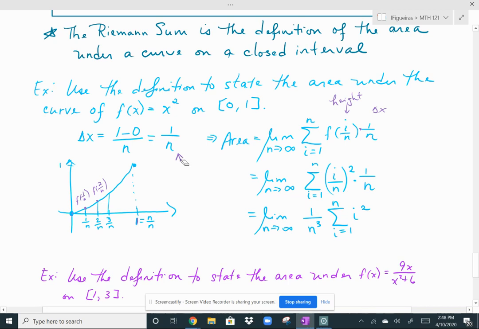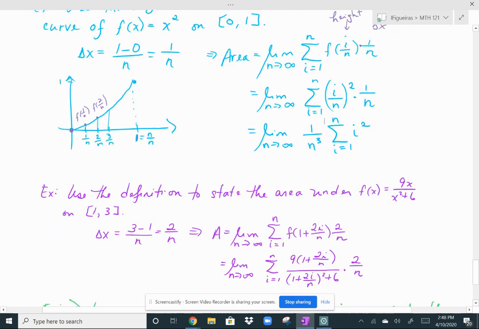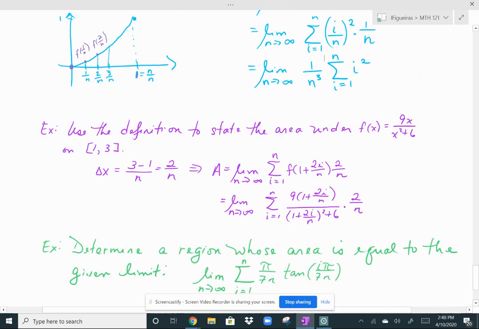All right, so let's repeat the exercise using the definition. Use the definition to state the area under the curve of f of x equal to 9x over x squared plus 6 on the interval from 1 to 3. So again, first we compute delta x. Delta x is 3 minus 1 over n, which is 2 over n. My area is the limit as n approaches infinity of the sum as i goes from 1 to n. So that first part should always look the same.